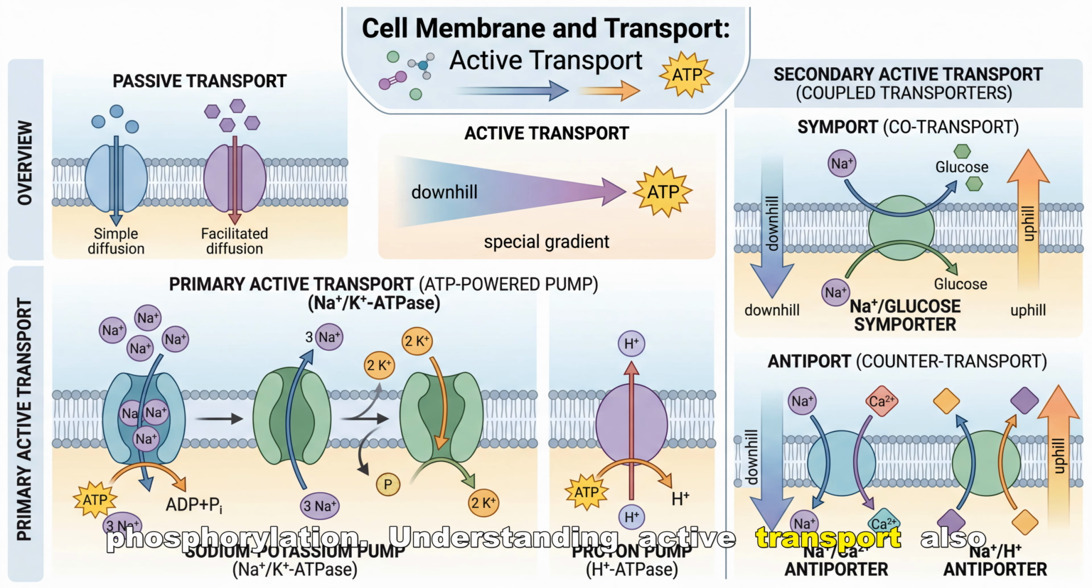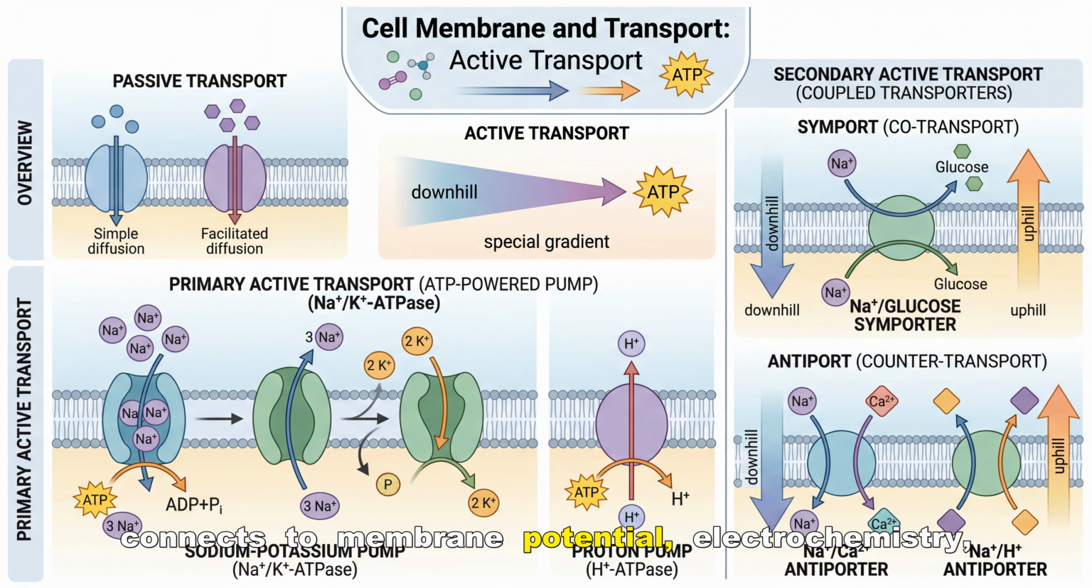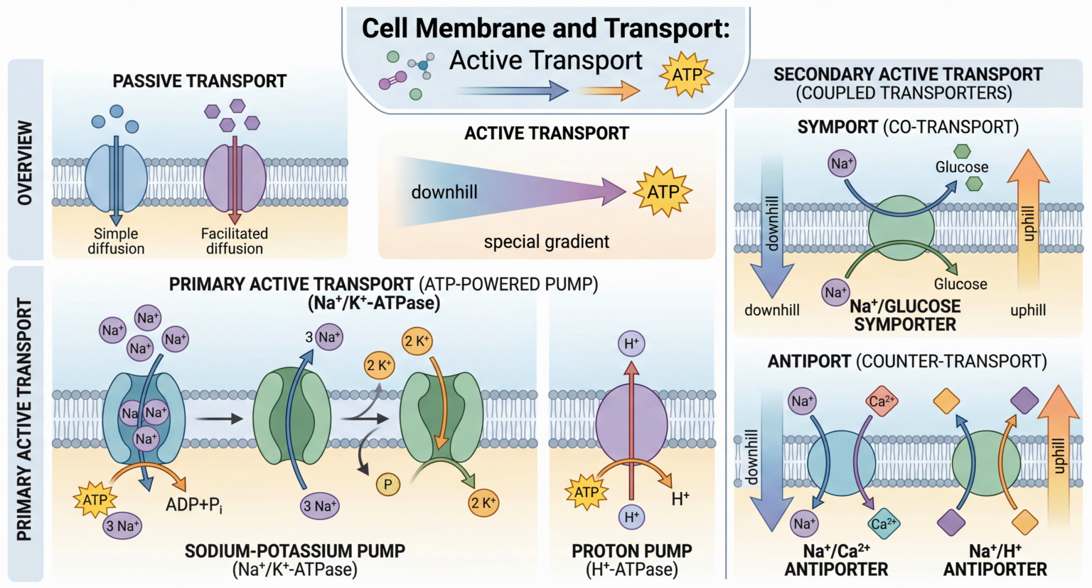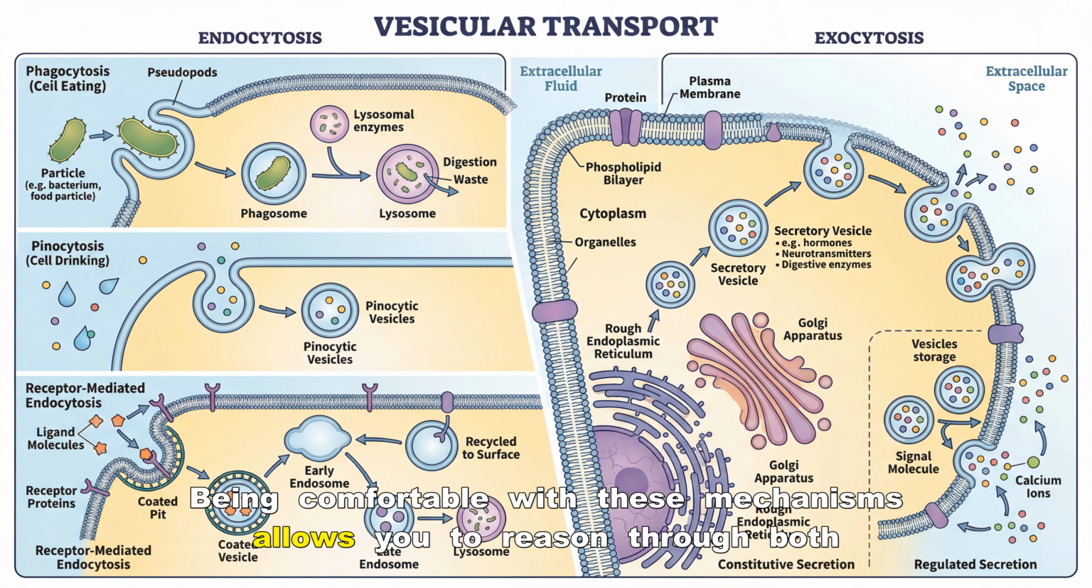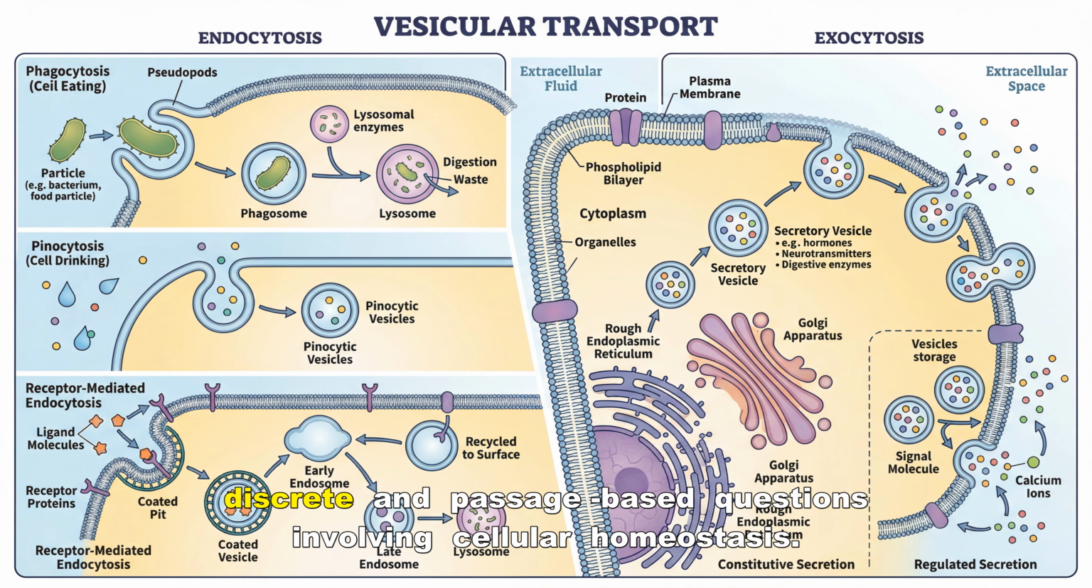Understanding active transport also connects to membrane potential, electrochemistry, and cellular energetics. Questions may ask you to predict what happens if ATP is depleted or if a pump is inhibited. Typically, gradients collapse and downstream processes fail. Being comfortable with these mechanisms allows you to reason through both discrete and passage-based questions involving cellular homeostasis.